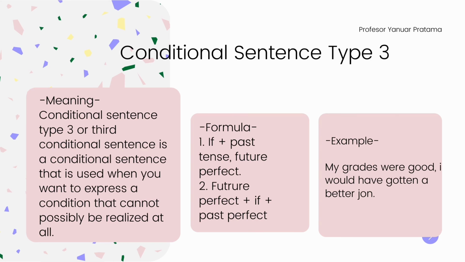For example, if my grades were good, I would have gotten a better job. From this sentence, we can tell that the speaker did not have good grades during his studies, and he is currently not getting a job that he thinks is good.